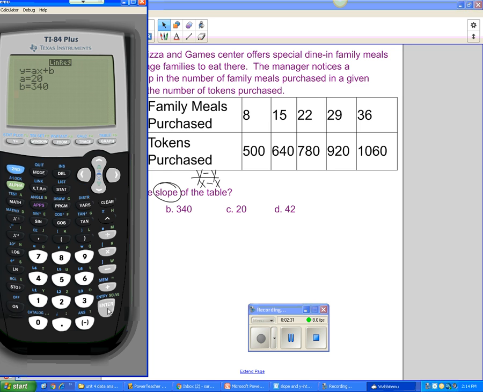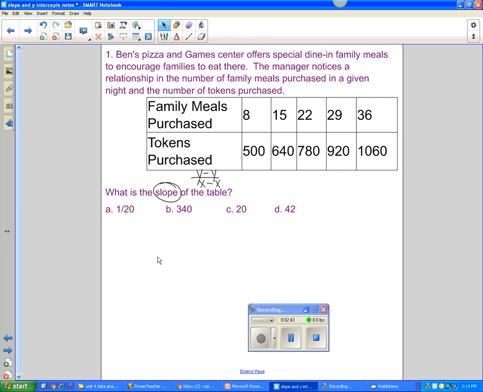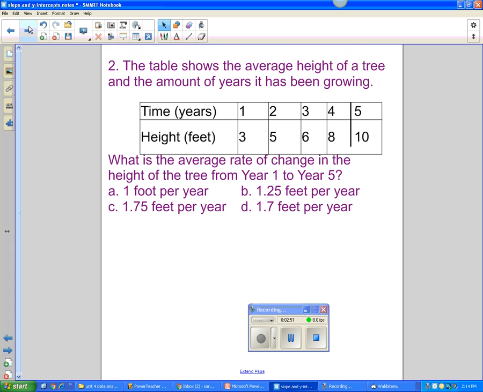All right, so when it's asking for the slope, that's the A one. You have to decide, because if you look, is 340 also an answer choice? So you have to know which one is slope. So the slope is 20. Okay. All right, number 2.